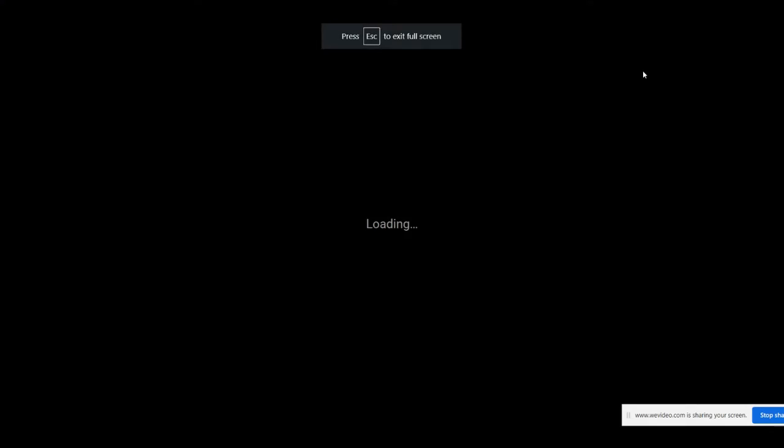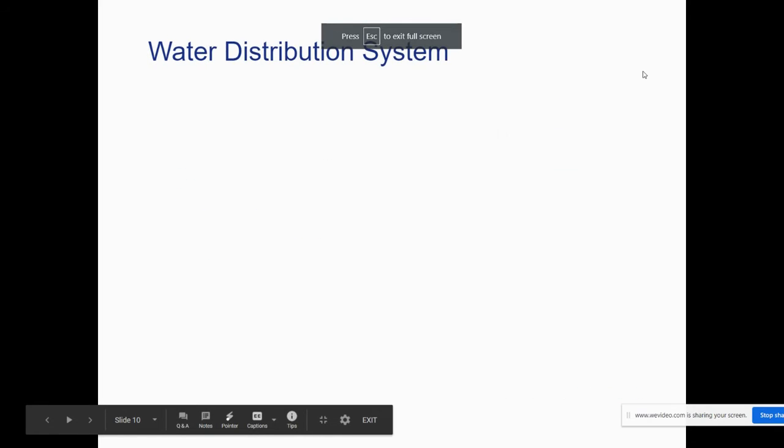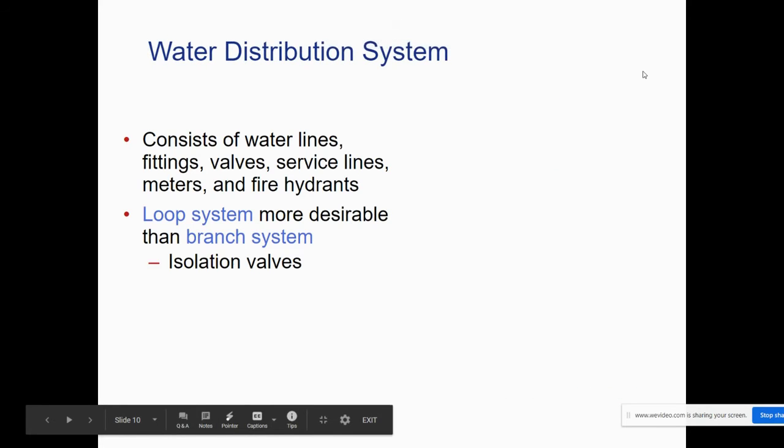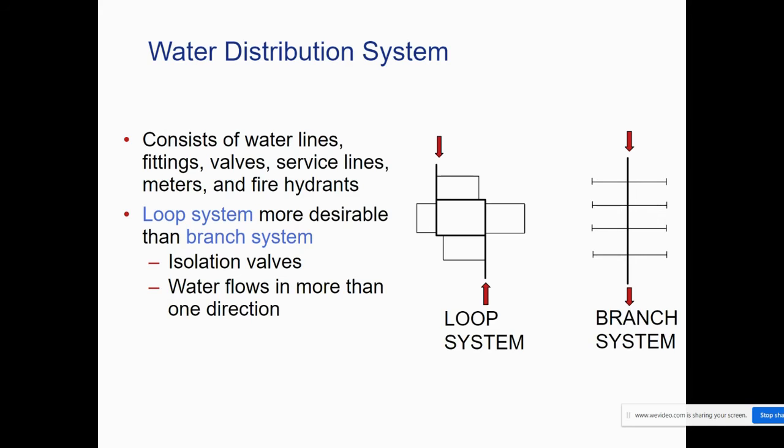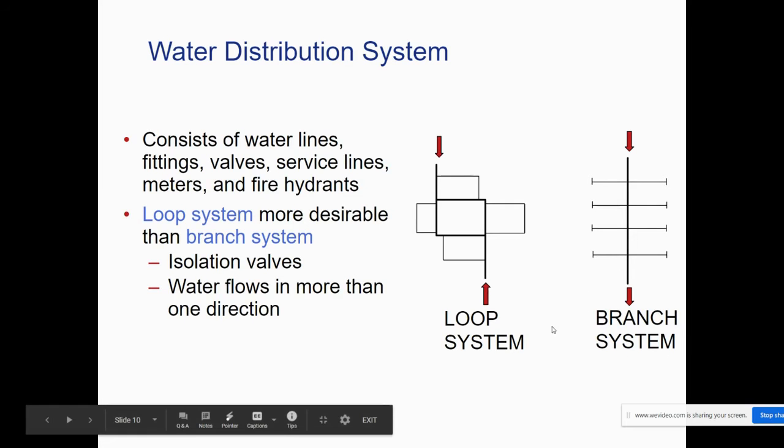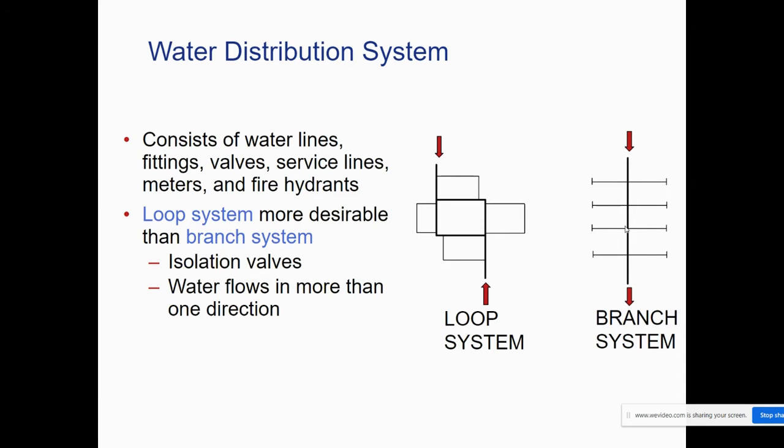All right. So, water distribution systems, there are 2 general types. The older system is the branch system here, and then the more modern system is a loop system. The older system, the branch system, is easier to build. You usually have 1 main line, and then you have little branches coming off of there.